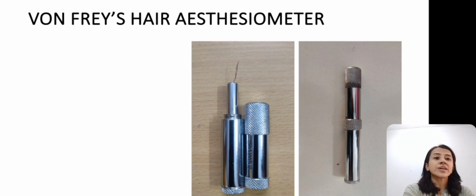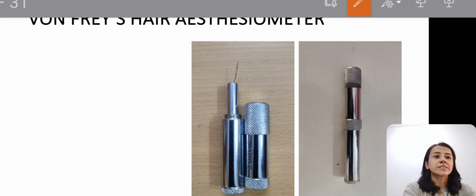This is Von Frey's hair esthesiometer. This is used for sensory system examination, that is used to test crude touch. You can see here, this is the hair esthesiometer. It has got hair. This is horse hair that is protruding, and this is used to find out whether the person is perceiving crude touch or not.